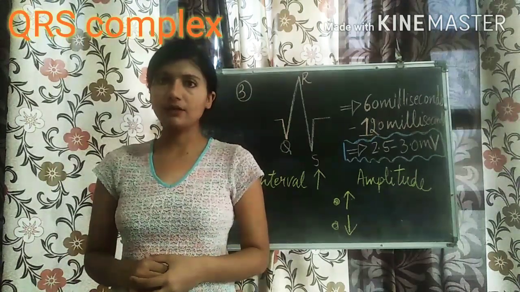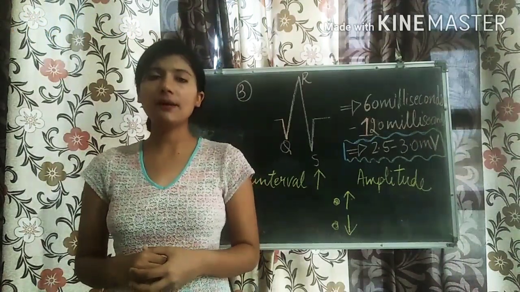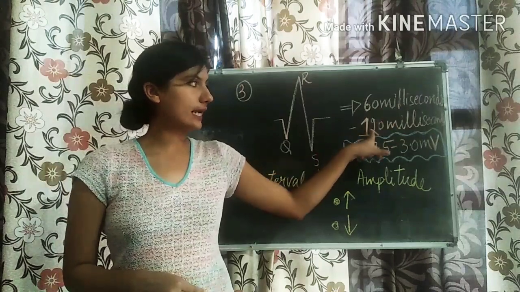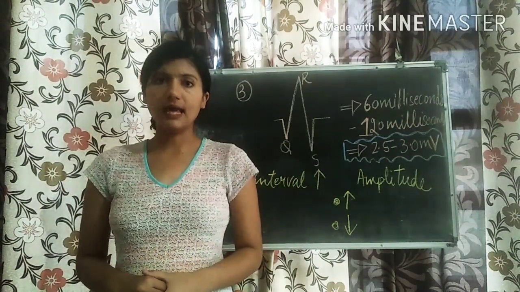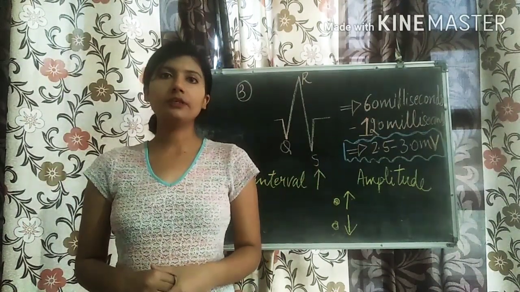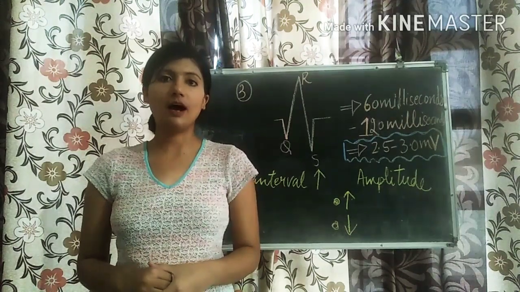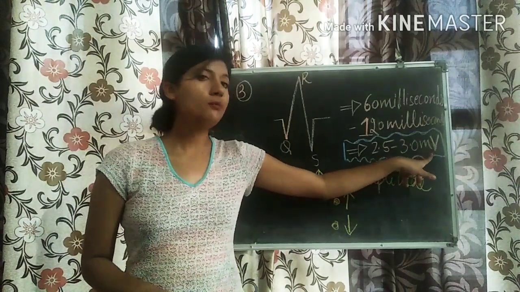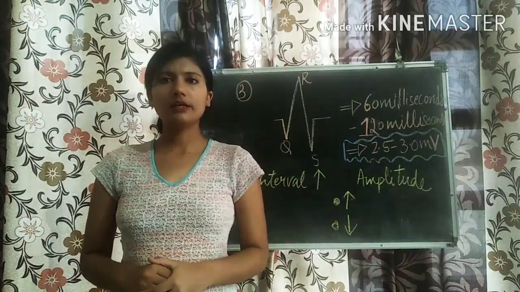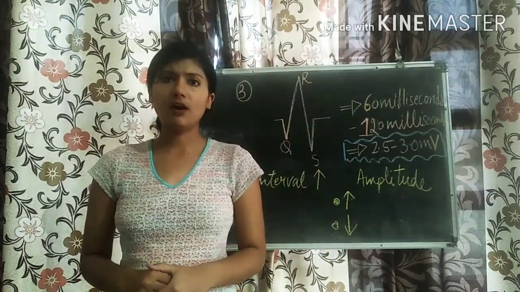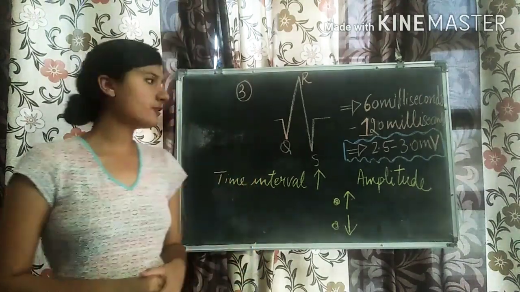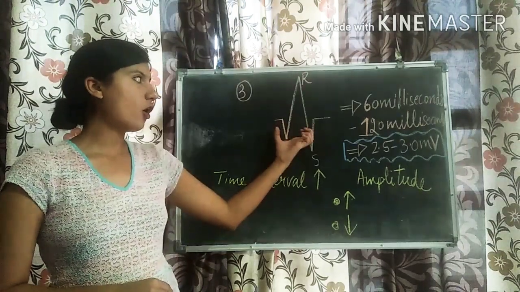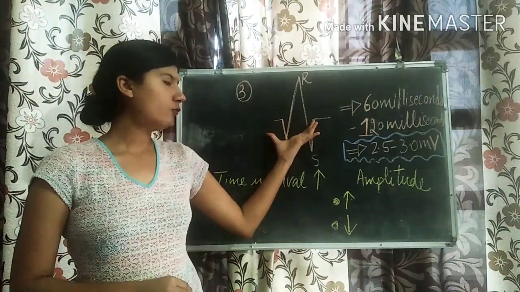Now after the PR segment comes the QRS complex. The normal time interval of the QRS complex is between 60 milliseconds to 120 milliseconds, and the maximum amplitude of the QRS complex on the ECG graph is 2.5 to 3.0 millivolts. Then talking about the abnormalities in the QRS waves. Moving on to the first abnormality, that is when the time interval increases or the QRS complex widens.